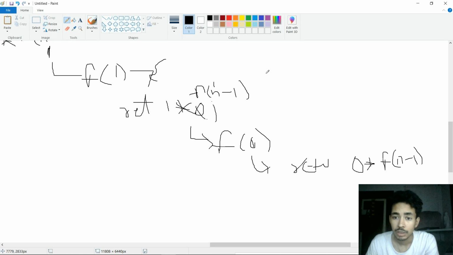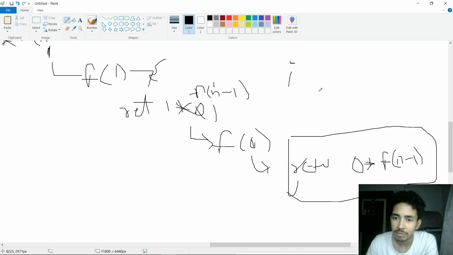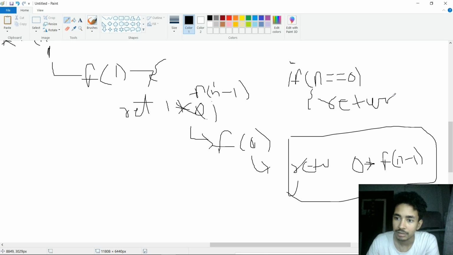Okay, so here the base condition in the function, I can tell you to keep this in mind. The base condition is: if n equals 0, then return 1, because the factorial of 0 is 1. So basically it returns 1. The answer 1 is what we got.